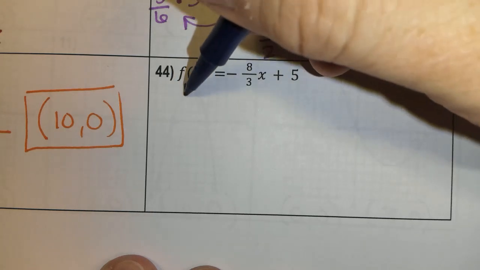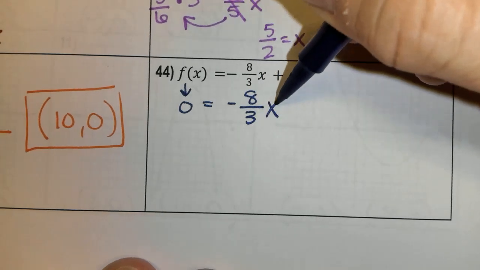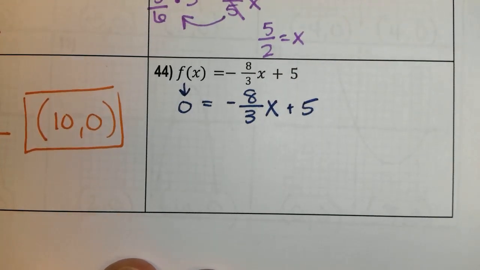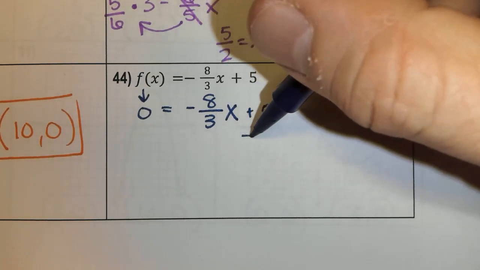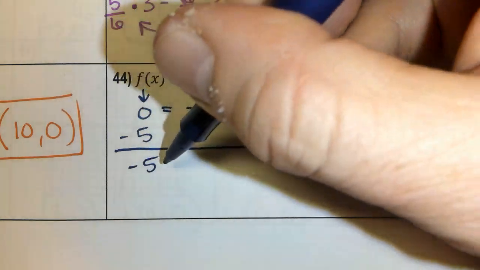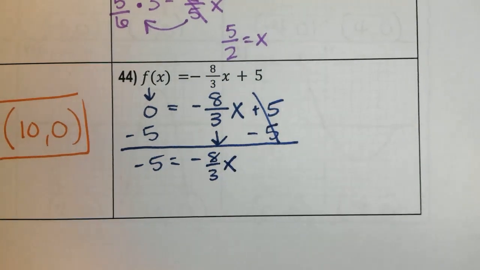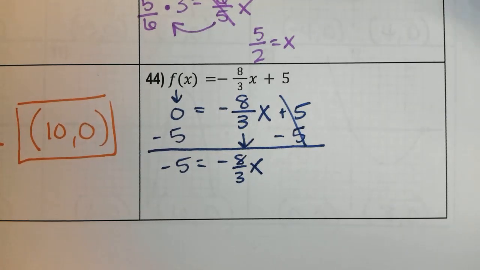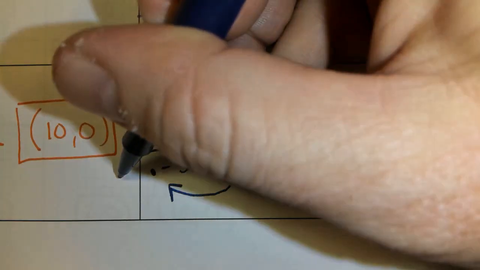44. F of x becomes 0. All the way down to 0. Everything else stays the same because we can't change it yet. All right, move my number. So that plus 5 is now minus 5. 0 minus 5. Bring down my negative 8 over 3 x. Okay, and divide by my coefficient. That is an x. So divide by a fraction, you multiply, and you flip the fraction.